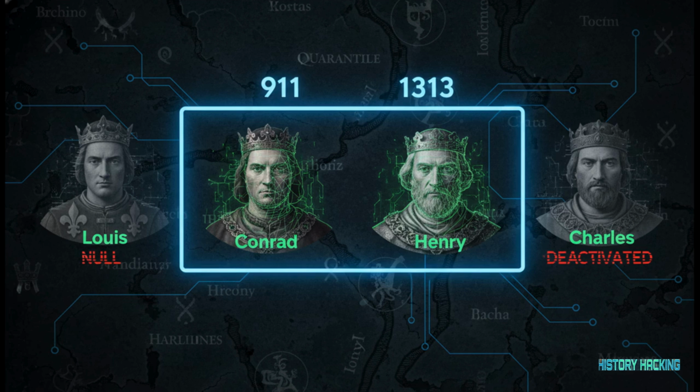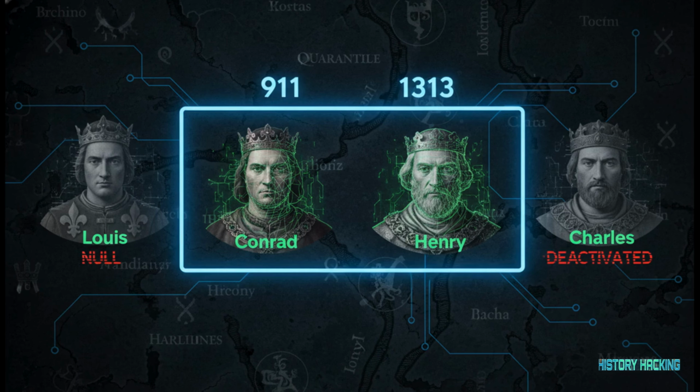Okay, check this out. This is the first major glitch we found in the matrix of history. On the left, you see the time before 911 and after 1313. Common royal names, Louis and Charles, totally normal. But look at the right side, that specific block of time from 911 to 1313. Louis and Charles, poof, they're gone, vanished.